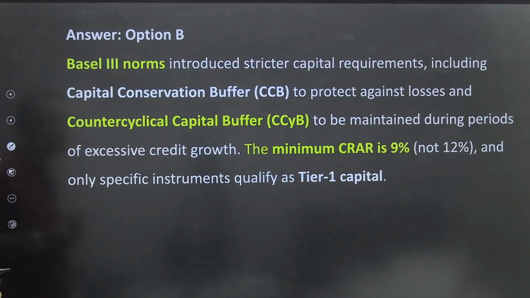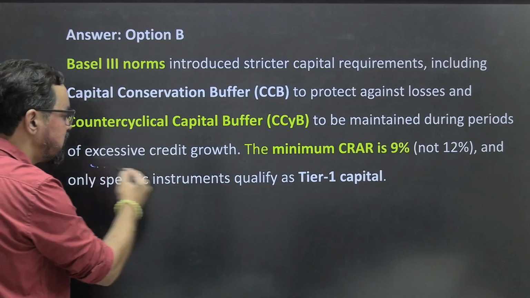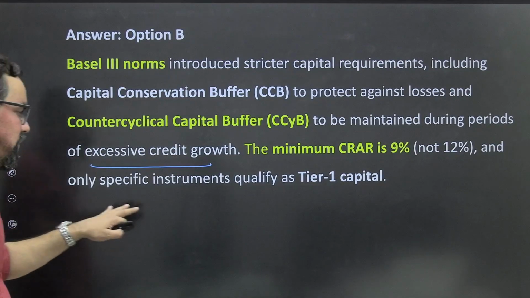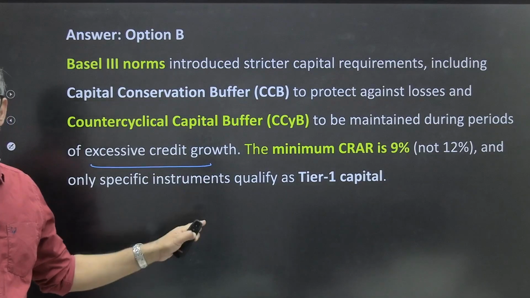ठीक है, the Basel III norms introduce stricter capital requirements including CCB to protect against losses, countercyclical buffer to maintain during periods of excessive credit growth, minimum CRAR is 9%, and only specific investments categorized under tier 1 things and all.